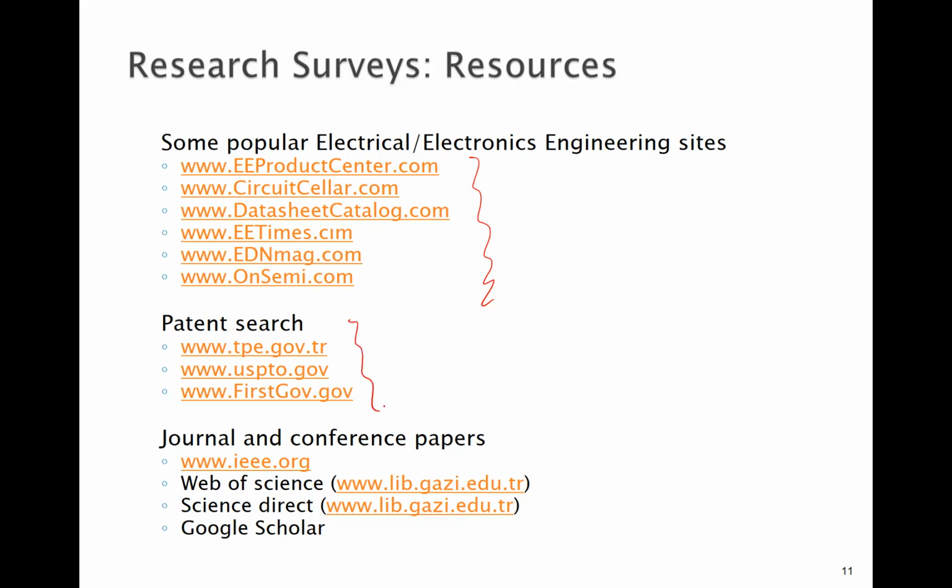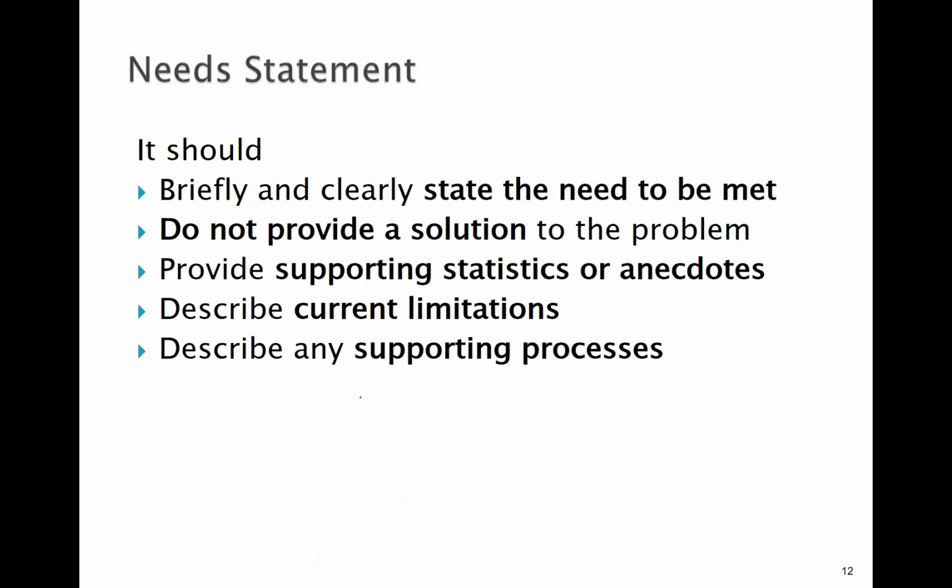Here you can see patent search links in Turkey, US, and in general. And here you can see the journal and conference databases where you can find the journal and conference papers. IEEE is a very important resource for electrical and computer engineers, and Web of Science could also be used. For this, you need to use Gazi University Library, from which you can have free access to those databases.